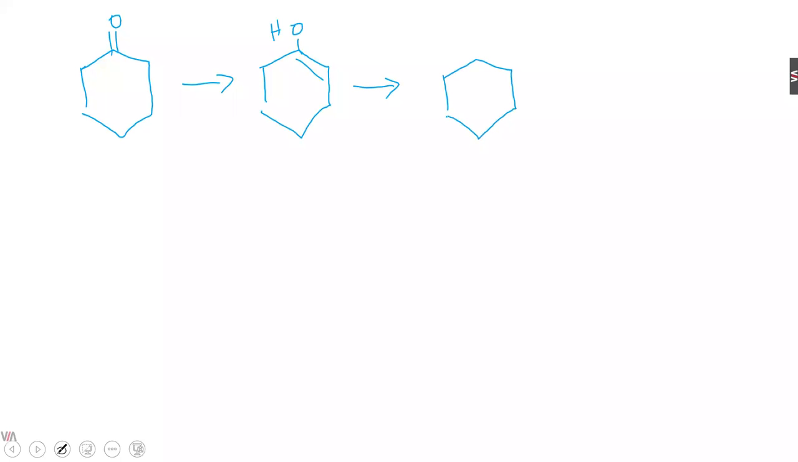So I'm just redrawing the cyclohexanone. And our general idea, the general gist is we make the enol, and I'm not showing the steps here yet. And then from the enol, we get our final product.